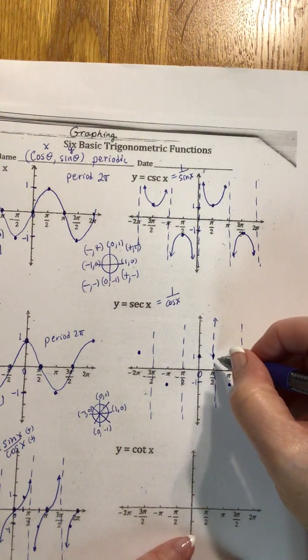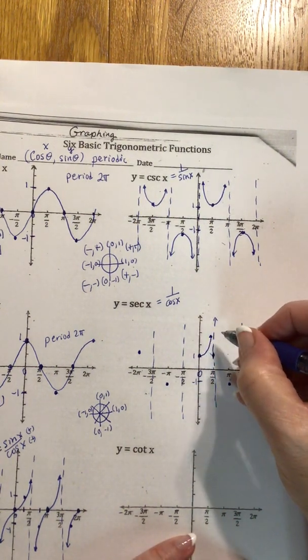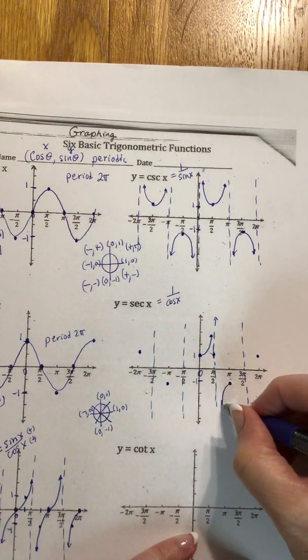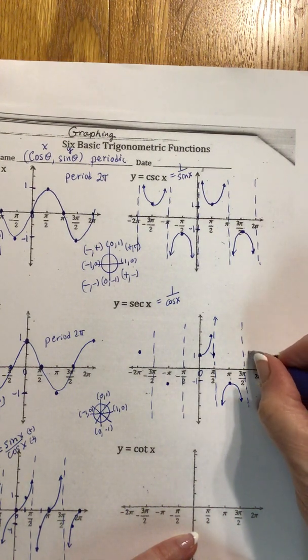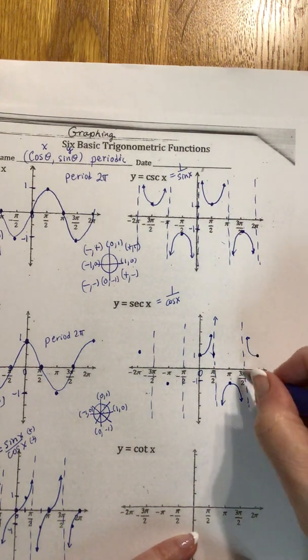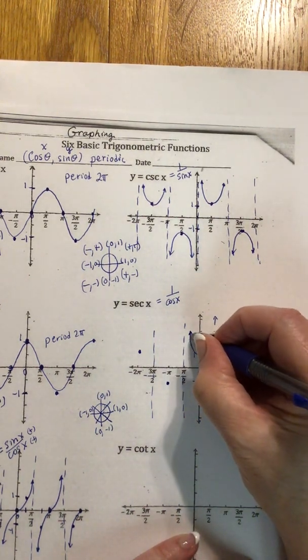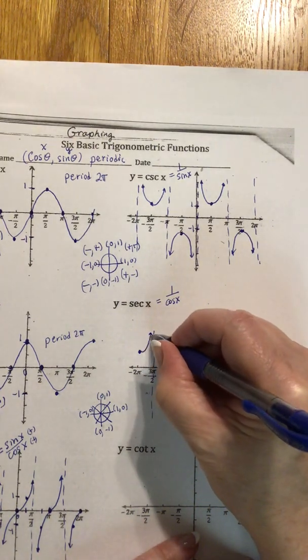So again, cosine in quadrant 1 is positive, so we know it's going to go up. Cosine is negative in both 2 and 3, so this is going to go down, down. And cosine is positive in quadrant 4, so we know it's going to go back up. Up, down, down, up. So I've got to go up, down, down, up.